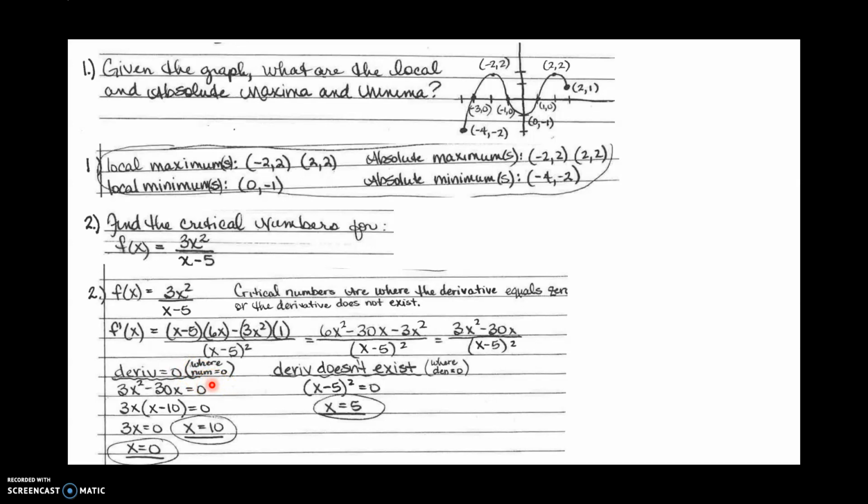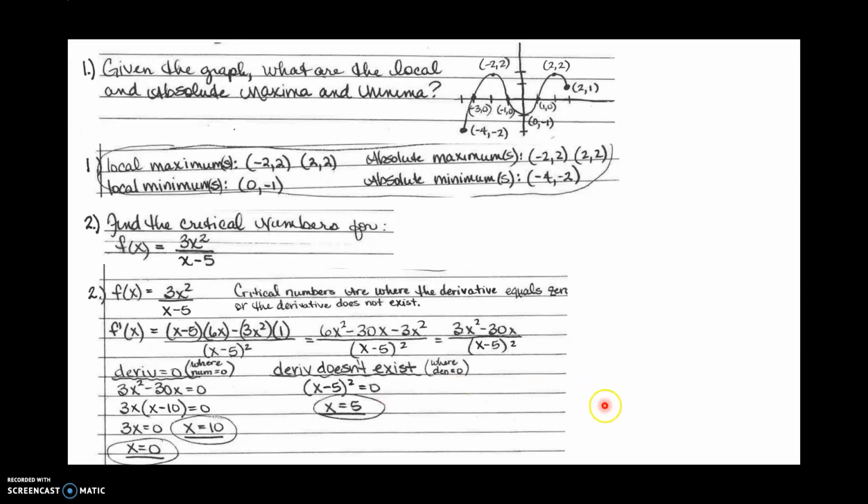Then the critical number is also where the derivative doesn't exist. So think domain. Think about 0 in the denominator or negative under an even indexed radical. So this derivative doesn't exist where the denominator equals 0. So when we set our numerator equal to 0, I took out my greatest common factor and set each of my factors equal to 0. And then when I set my denominator equal to 0, I'm going to get x equals 5. It's a double root, but that's not relevant right now. That's really important when we look at our sign graphs. So critical numbers of 0, 10, and 5.